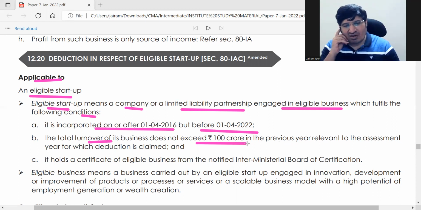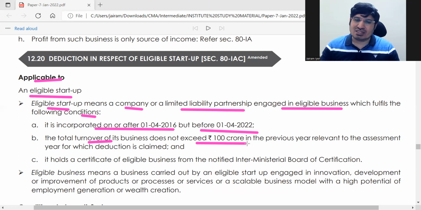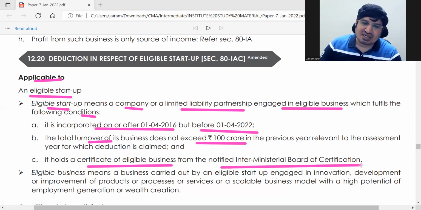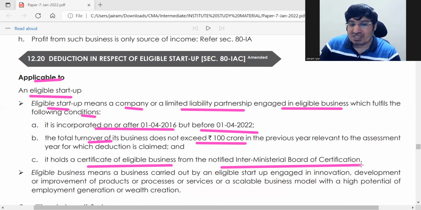ठीक है, so basically normally जैसे आप देखेंगे ना कि 100 crore, yeah, it is from our point of view a big amount, yes, but from a business point of view, 100 crore turnover is not a very big amount. Okay, so these are for relatively smaller businesses who have started afresh. Okay. Third thing is it holds a certificate of eligible business from notified interministerial board of certification. ये चीज याद रखना है. Okay, remember this. It holds a certificate of eligible business. So it must have that eligible business certificate from notified interministerial board of certification.